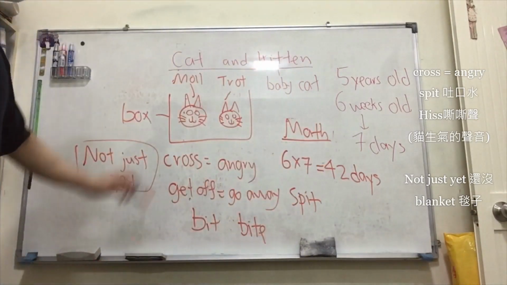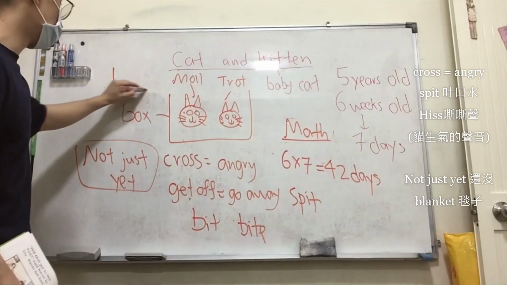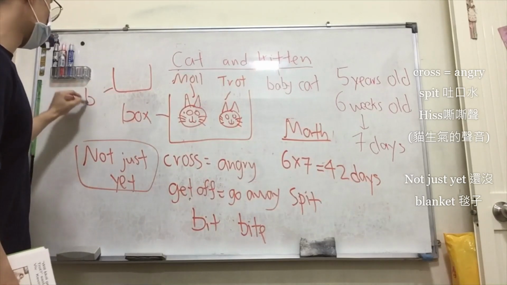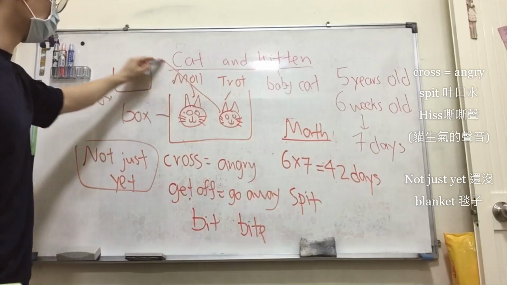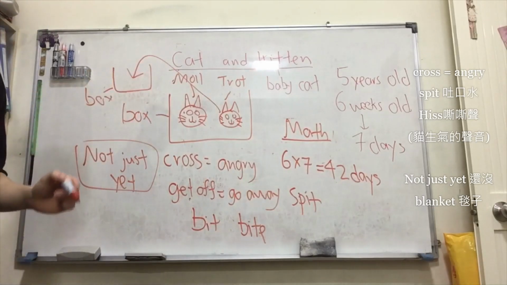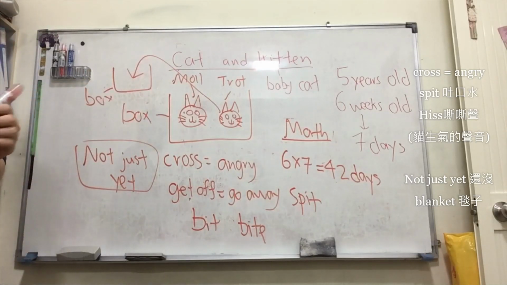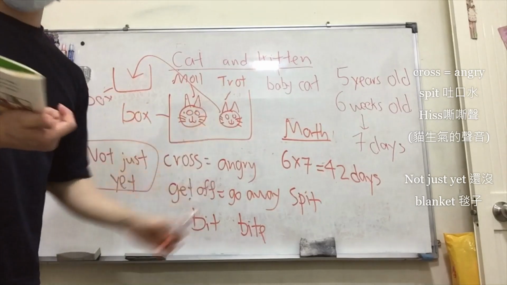So now they want to get another box, okay? Another box for Trot, right? So that Trot can go into this box. Okay? They want to get another box for Trot. Alright?